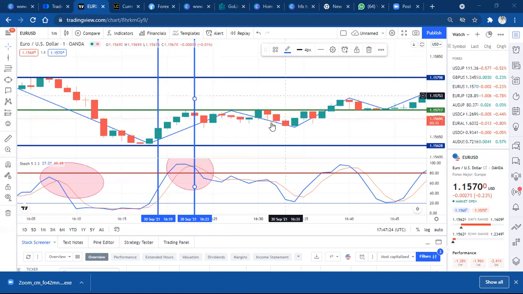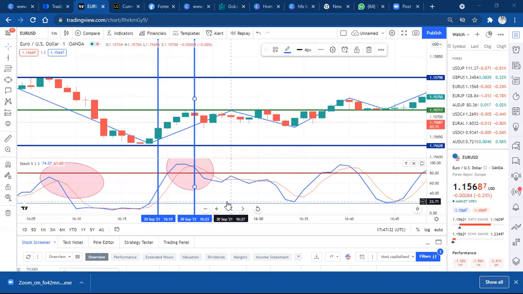Okay, so you can see that stochastic tells you the energy of your movement, and you can know when the energy is exhausted, that means the direction is going to change. It's simple. So when you are here and you see that there's not much energy because it's just going horizontally, you know you're not supposed to enter any trade because this thing can go up or go down.